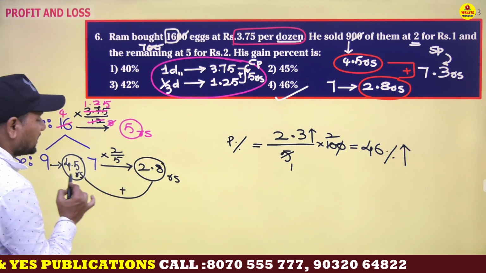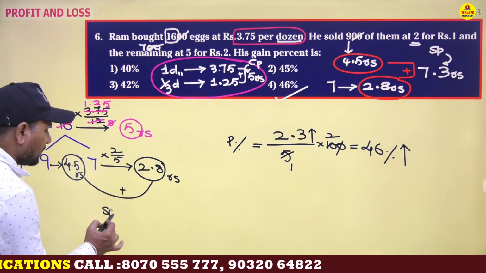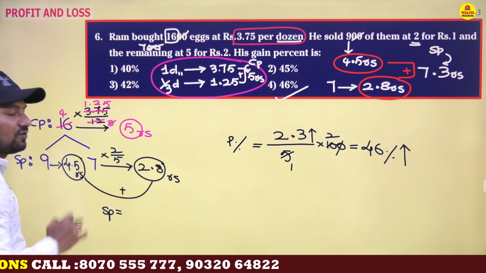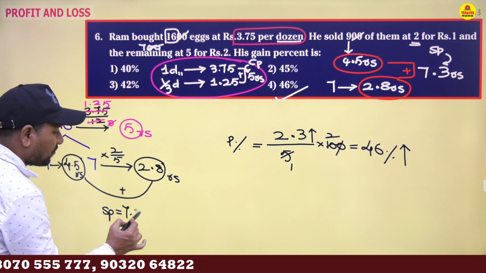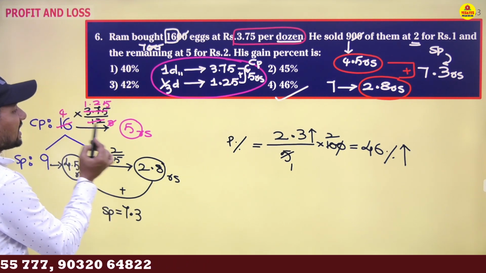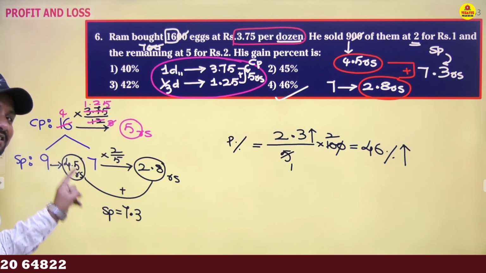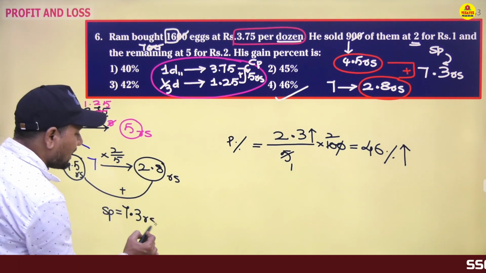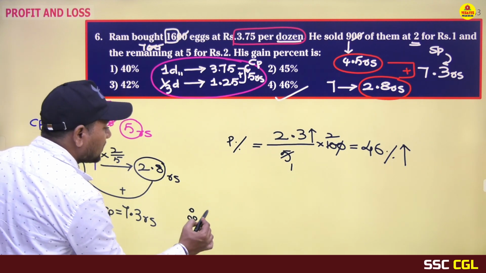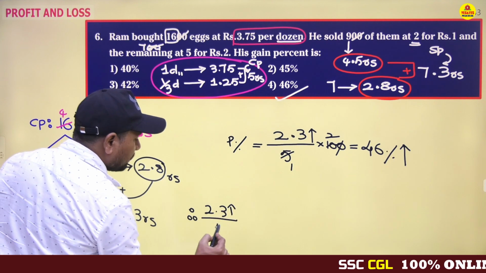4.5 plus 2.8 is equal to the total selling price. The total selling price becomes what? 2 plus 4 is 6, 8 plus 5 is 13, nothing but 7.3. That means 16x you purchased for 5 rupees and 9 plus 7, again 16x, you are selling for 7.3 rupees. Then finally the profit is 2.3 rupees compared to 5 rupees.